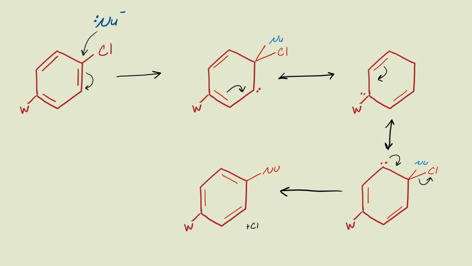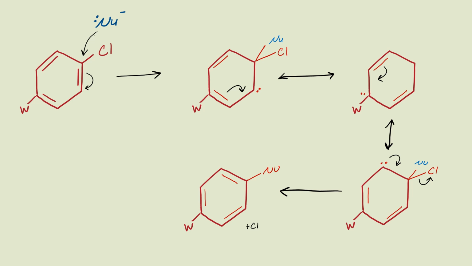When the nucleophile adds onto the ring in the first step, it makes a resonance stabilized carbanion and breaks the aromaticity of the ring, making the first step the rate determining step. Keep in mind that this reaction only happens with aryl halides that have either ortho or para electron withdrawing substituents.